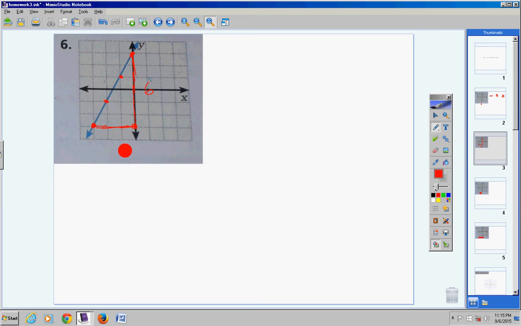Notice I did not count where I put my pin. I put my pin here, but I did not count until I started moving my pin. 1, 2, 3, 4, 5, 6. Now let's count the run. Start here. 1, 2, 3. So my run is 3. So rise over run reduces to 2 over 1, which is just 2.